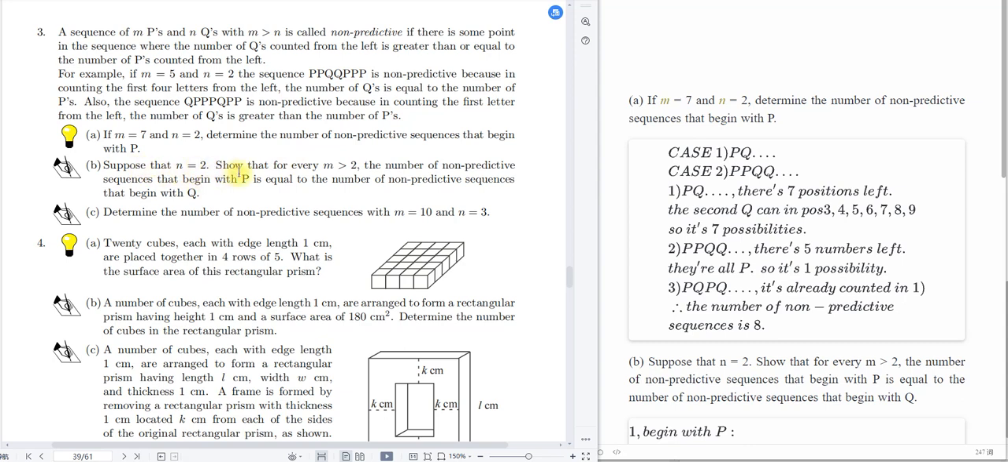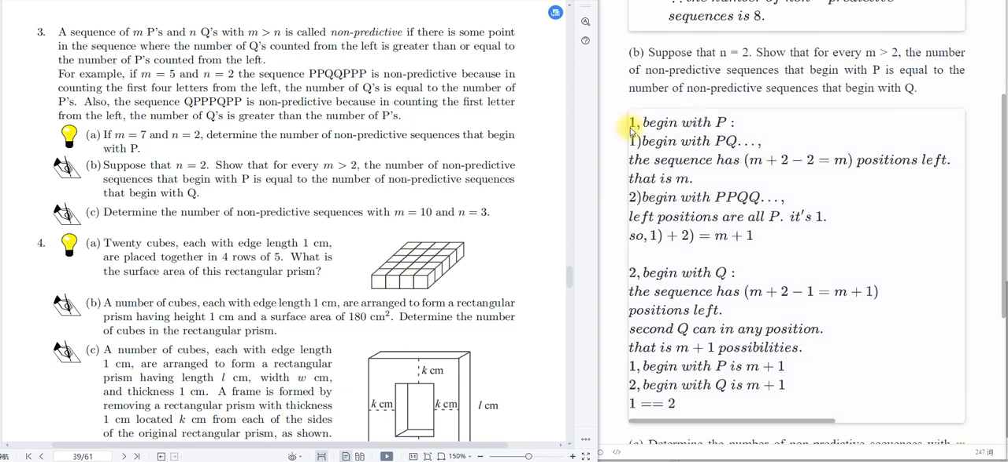Suppose that n equals 2. Show that for every m greater than 2, the number of non-predictive sequences that begin with P is equal to the number of non-predictive sequences that begin with Q.